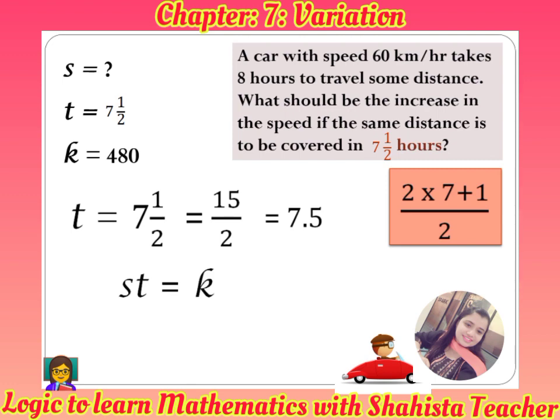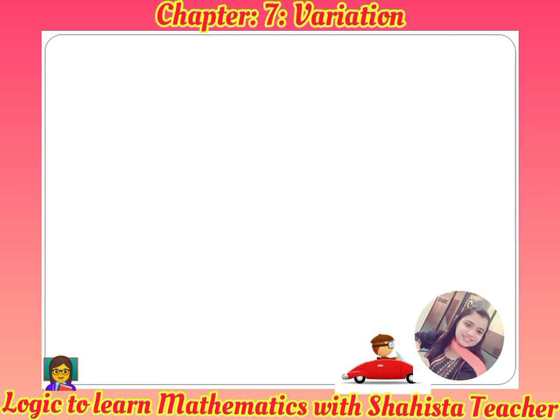So ST is equal to K. Now S we don't know, S multiplied by T, which is 7.5, is equal to 480. Now keep S on the left hand side: S is equal to 480 upon 7.5. Just we have to divide this. This you have to calculate.